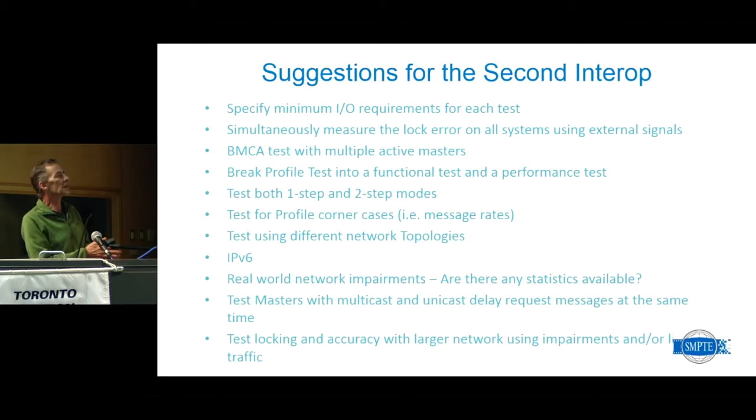We're going to break the profile test into both a functional and a performance test, because the profile defines the performance of the PTP in terms of a bunch of parametrics, especially the message rates, but there's also functionality buried in the profile. So not only do we take information about PTP and shove it in that profile, we take information about the SMPTE side. Things like the frame rate, by the way.